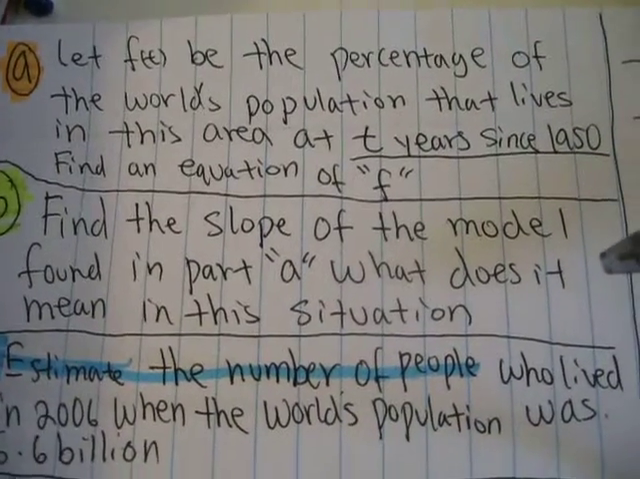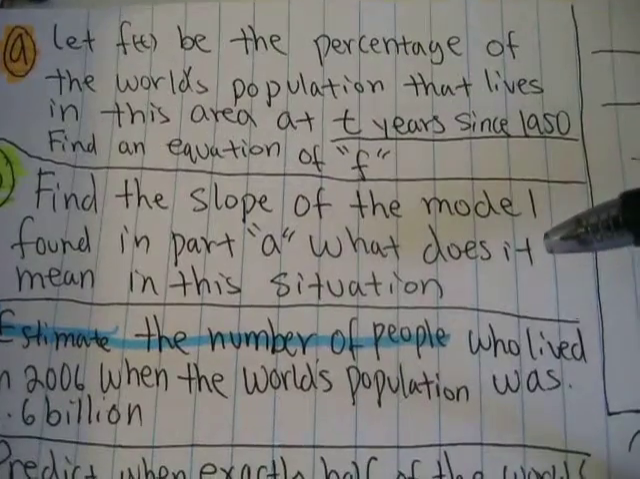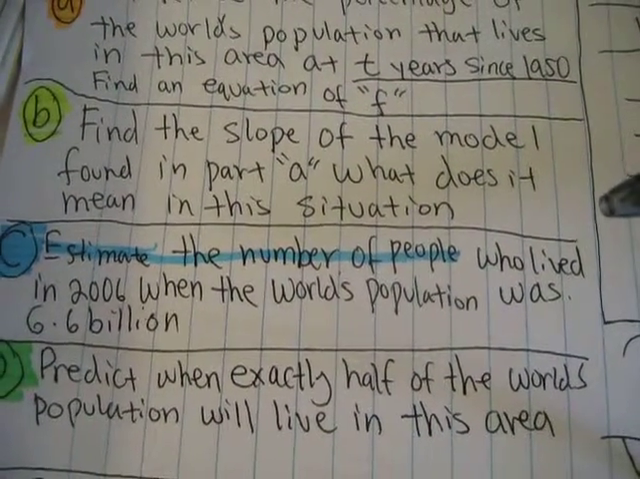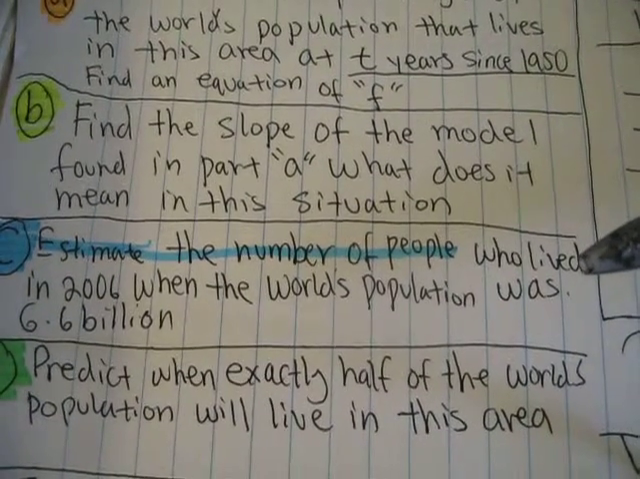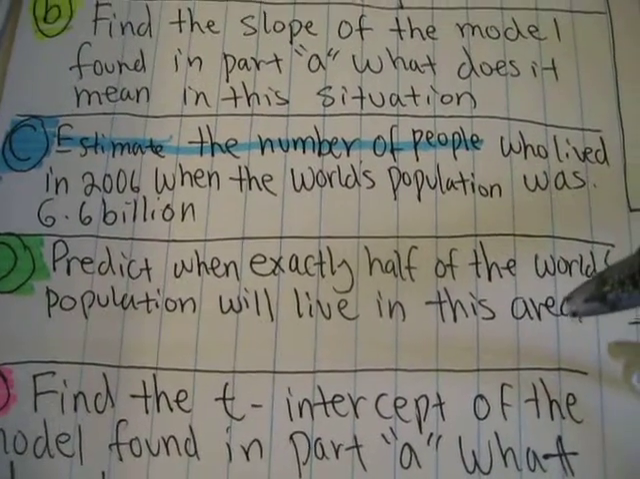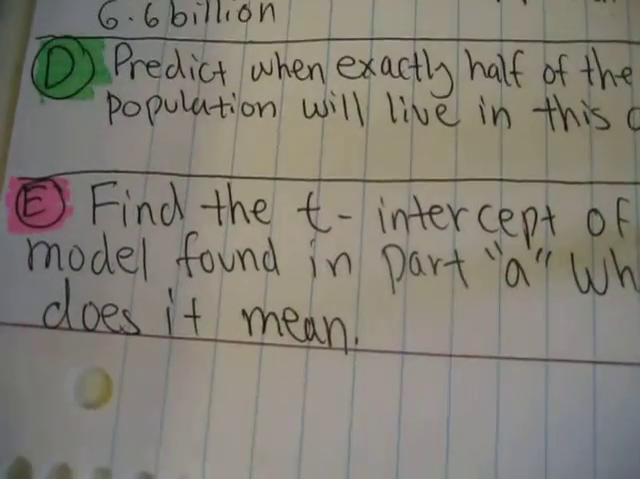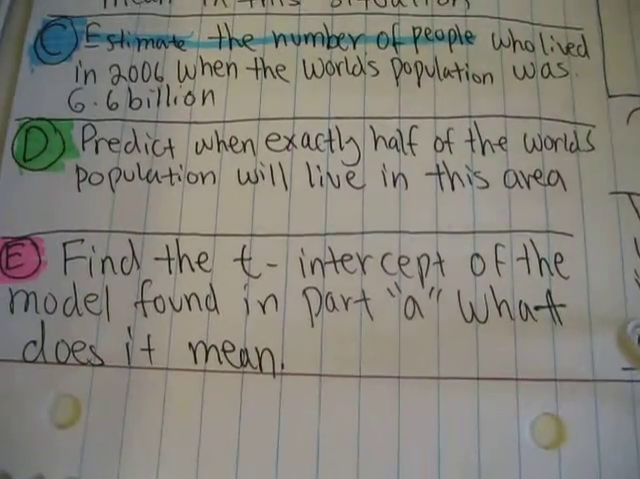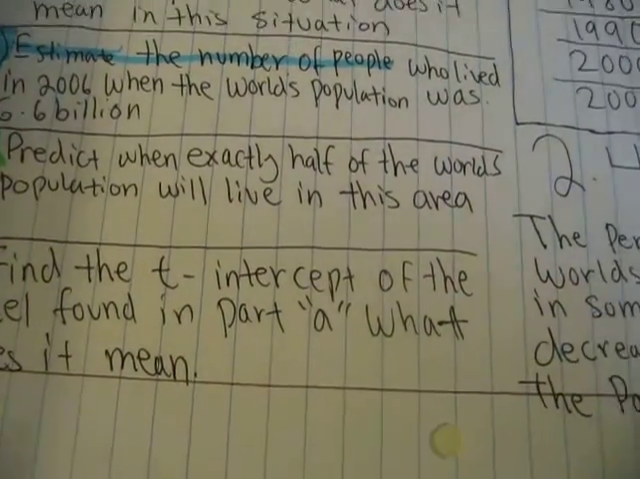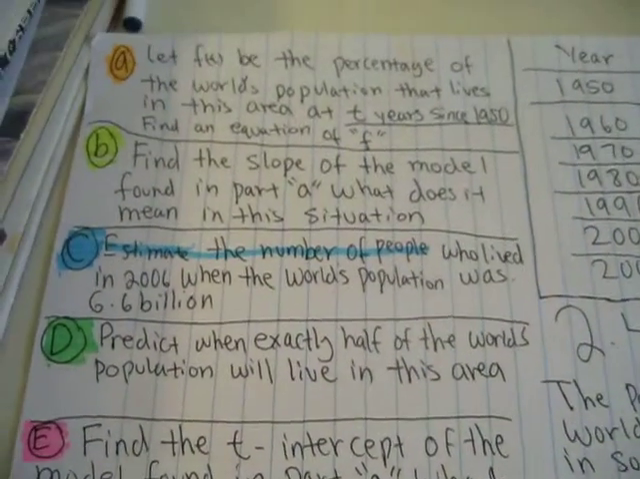Question B, find the slope of the model found in part A. What does it mean in this situation? And question C, estimate the number of people who lived in 2006 when the world's population was 6.6 billion. And question D, predict when exactly half of the world's population will live in this area. And the last question is, find the t-intercepts of the model found in part A. What does it mean? So let's go on to our first question.